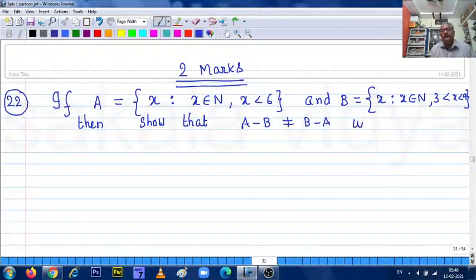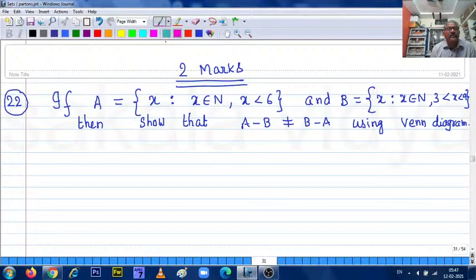So using Venn diagrams, that means you need to draw the Venn diagram for A minus B and B minus A. Then we need to say that the two portions will be different portions after shading in the Venn diagram. We need to prove it. We need to illustrate it.